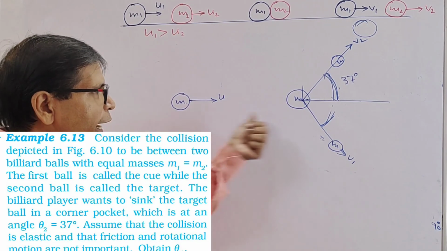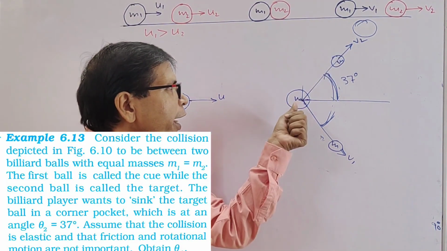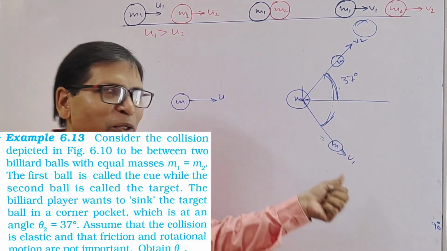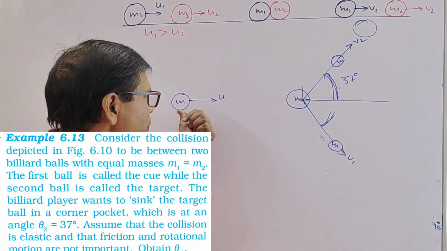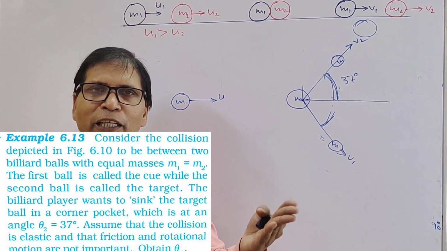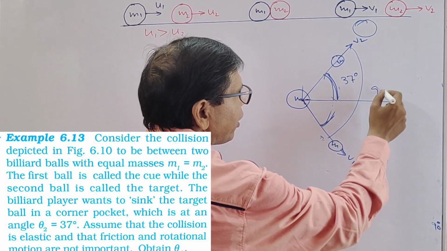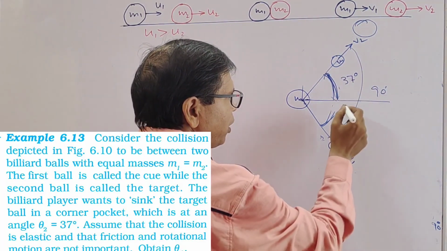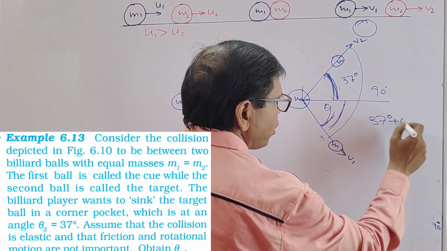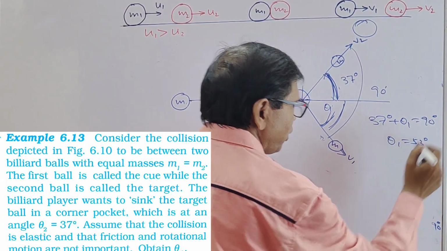This is the Q and this is the target. The Q hit the target and sent the target at an angle 37 degree, and we need the deflection of the Q with this direction. Look at this, as the masses of the two billiard balls are identical and elastic collision takes place between the two billiard balls, this angle is 90 degree. Now this angle is 37 degree. This is theta 1. So look at this, 37 degree plus theta 1 is 90 degree. So theta 1 is equal to 53 degree.